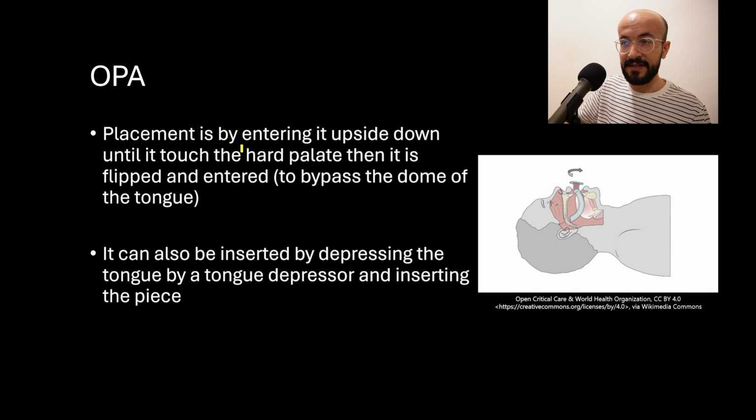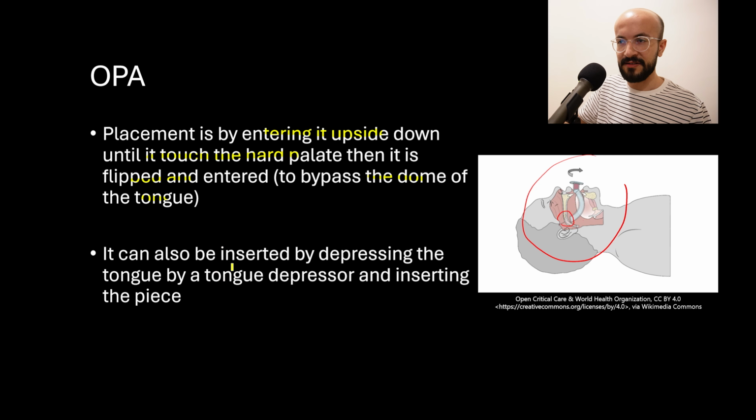Now, placement is by inserting it upside down until it touches the hard palate, then it is flipped and entered to bypass the dome of the tongue, like you can see in this picture here. The oropharyngeal airway can also be inserted by depressing the tongue with a tongue depressor and inserting the piece.